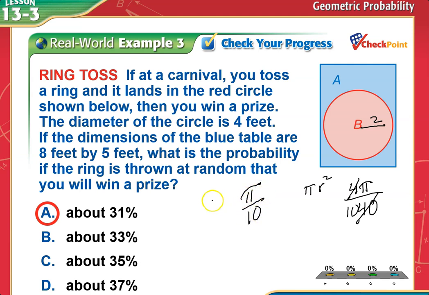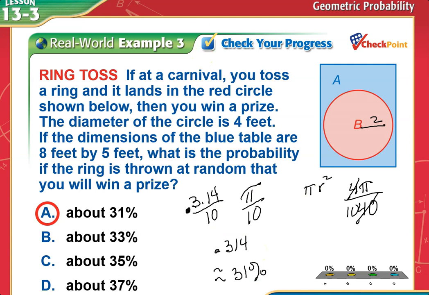Now remember, pi is 3.14. And when you divide a decimal number by 10, you can move the decimal point back 1 spot. So it becomes 0.314, or just about 31%.